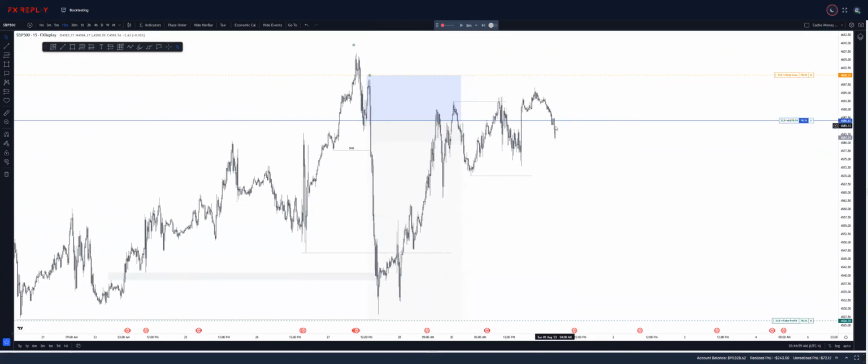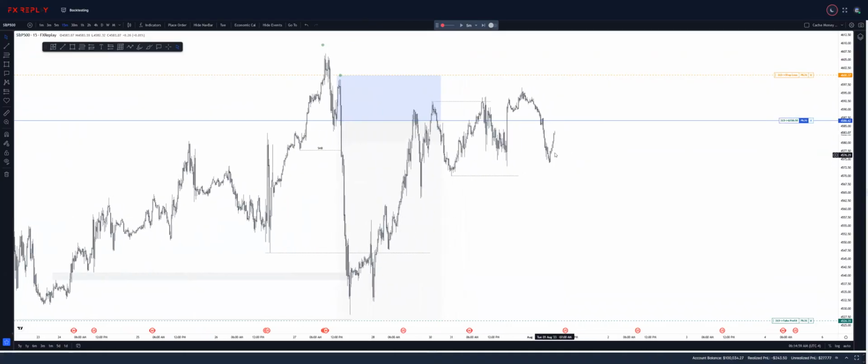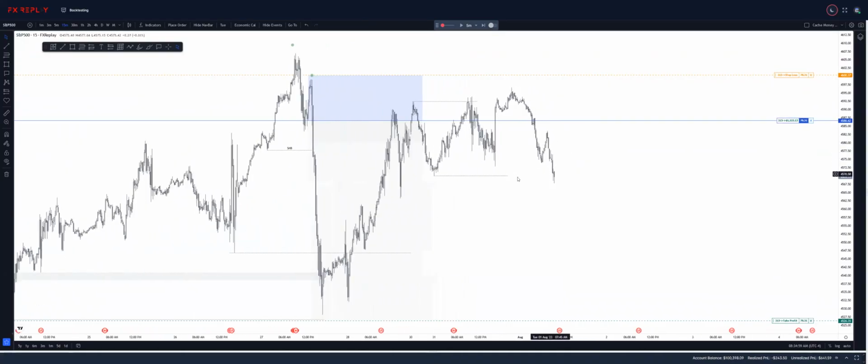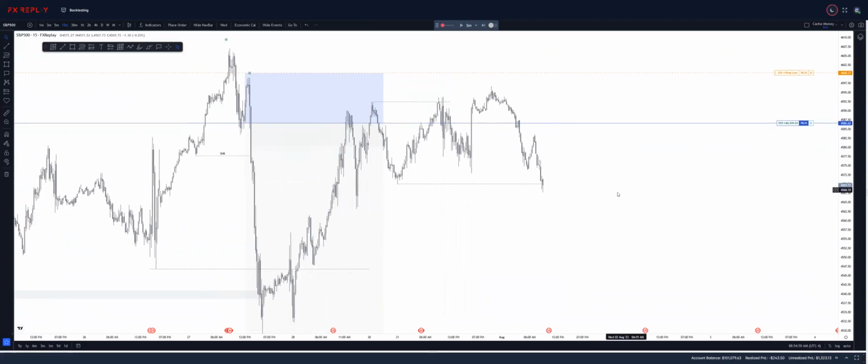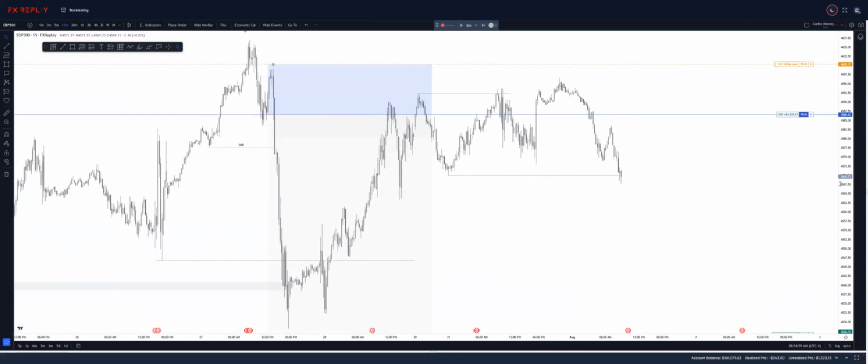3:15 a.m. Okay. So bias was right. Just gotten a little too early. I don't see any news here, but that's a big candle just randomly at 3:45. Could be another pair that there was news on, like interest rates on Canada or something.